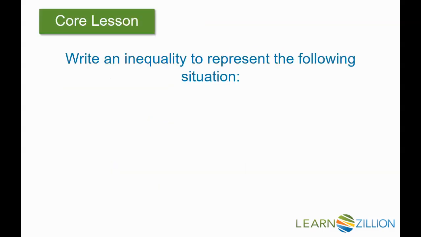Okay, so here's how we are going to write an inequality to represent a situation. Here's our situation.